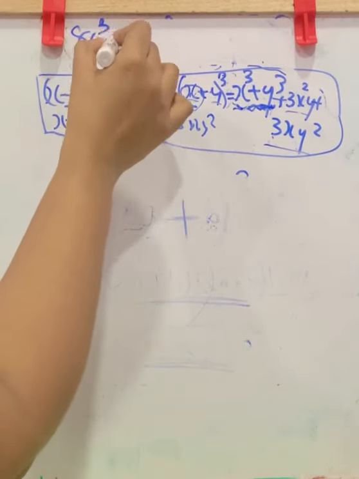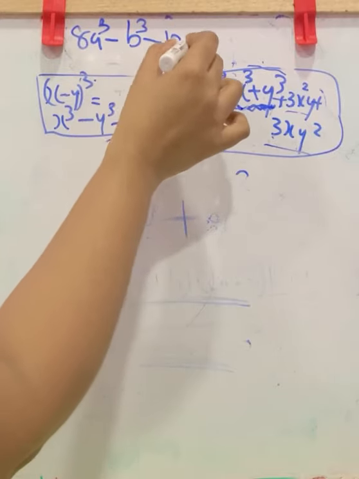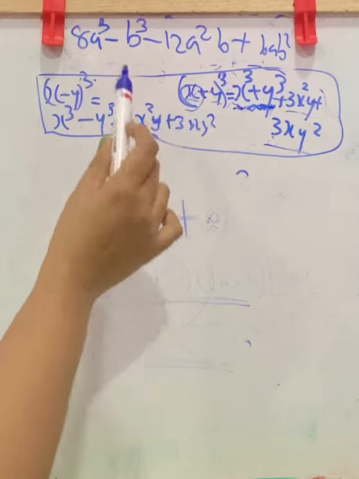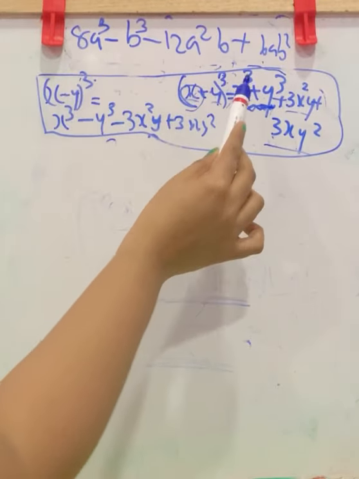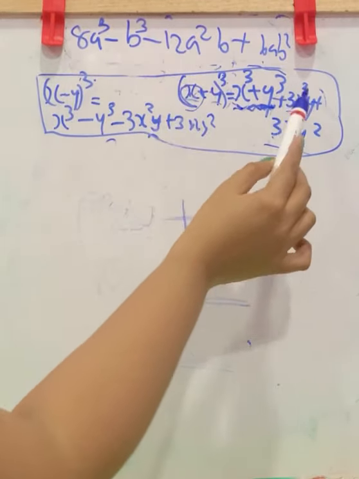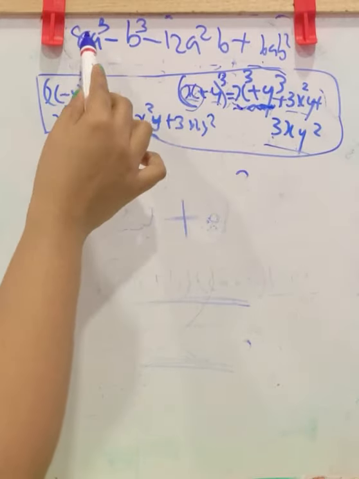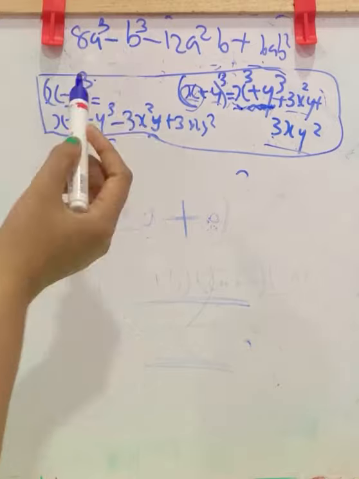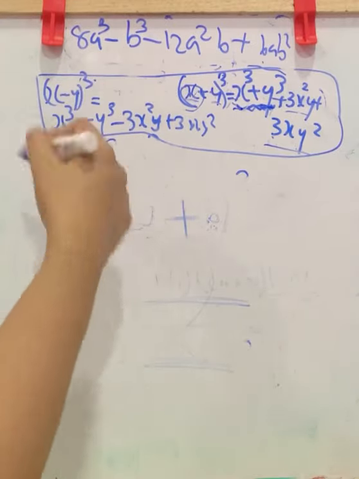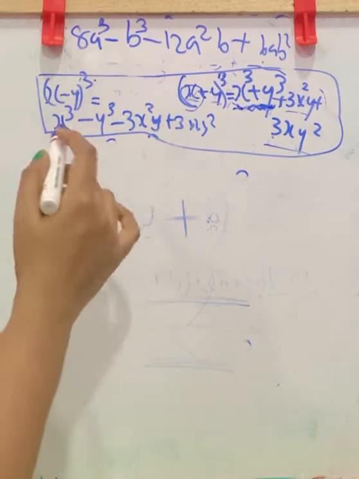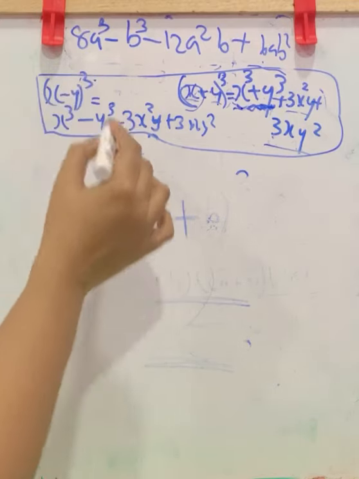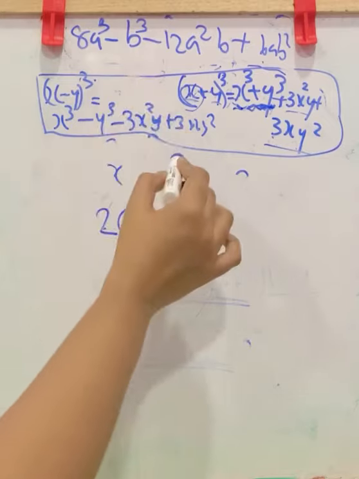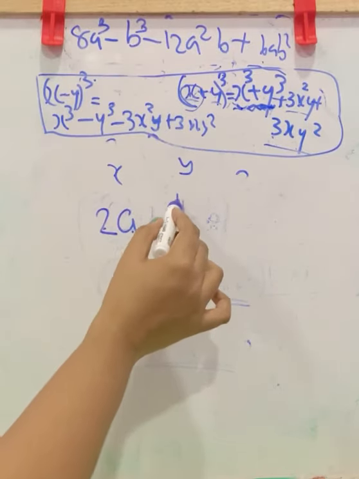Next, 8a cube minus b cube minus 12a square b plus 6ab square. Here there are two cube terms, then this term and this term. So from that you will find the cube root of the first two terms, so that you can get x and y. The cube root of 8a cube: we find that the cube root of 8 is 2, and of a cube is a. 2a is the x term. Now what is y? The cube root of b cube is b.